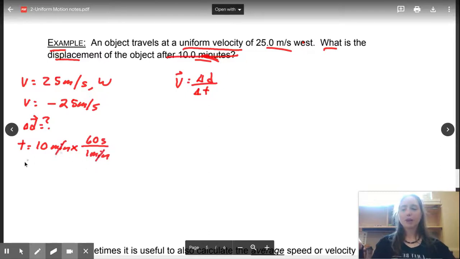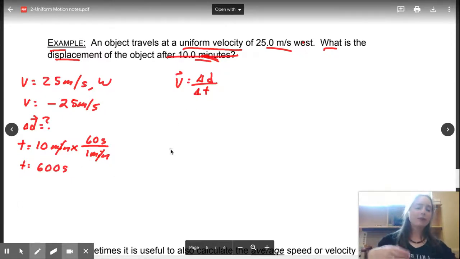Minutes are on the bottom. Now, once again, I'm just assuming that you guys remember how to do unit analysis from the previous video or previous lesson if you were here for class. So if you need help with that, just make sure you come see me. So the time is equal to 600 seconds, and you put that in your calculator.